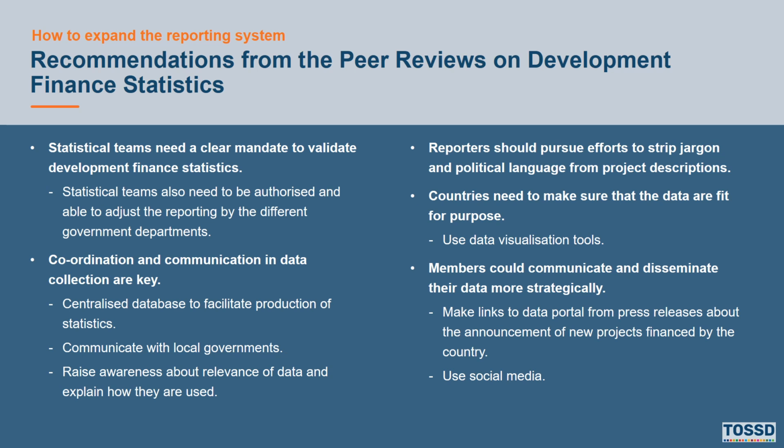Moreover, it is important to communicate with local governments and raise awareness about the relevance of data and explain how they are used. Third, countries need to make sure that the data are fit for purpose. They could, for example, make use of data visualization tools. Lastly, members could communicate and disseminate their data more strategically. Members could make links to data portals from press releases about the announcement of new projects financed by the country. Members could also use social media.